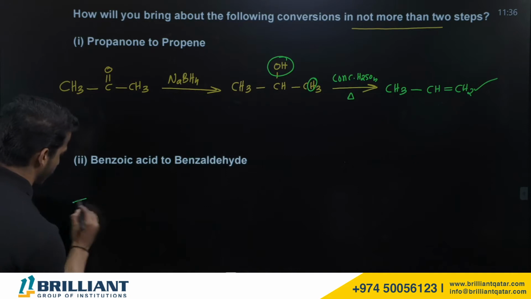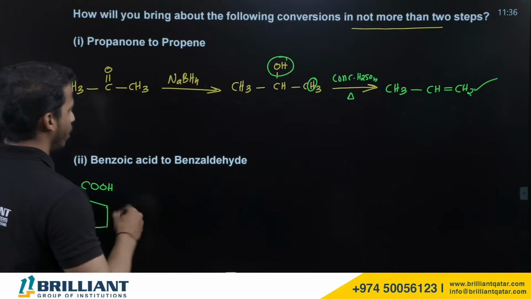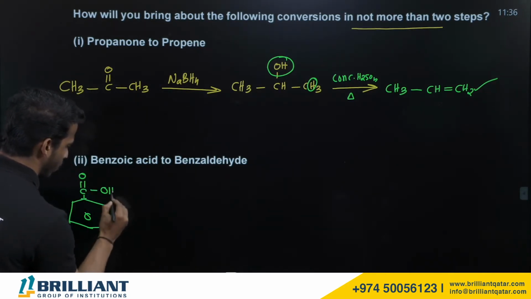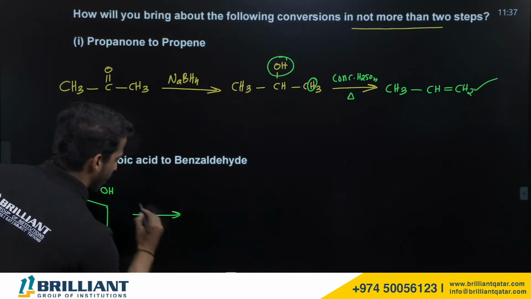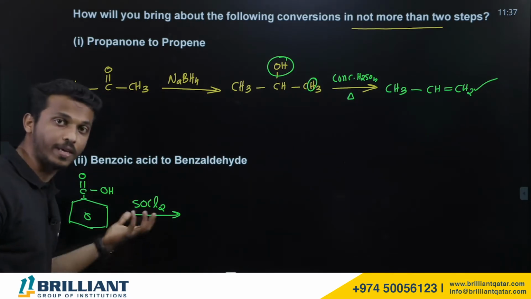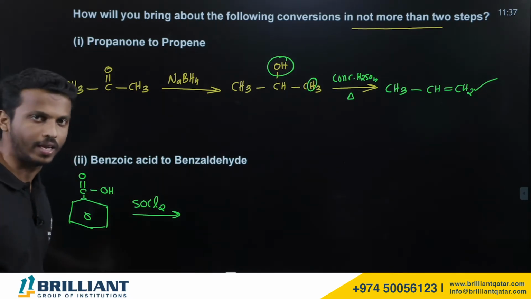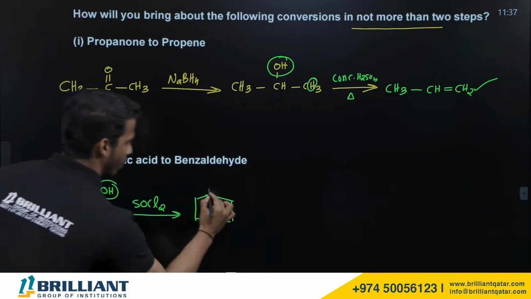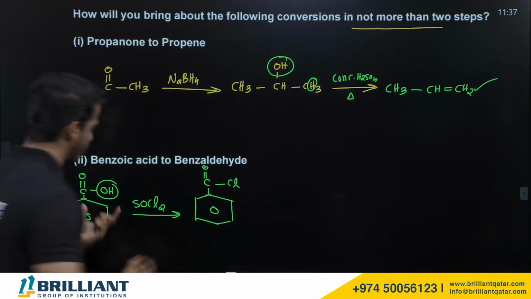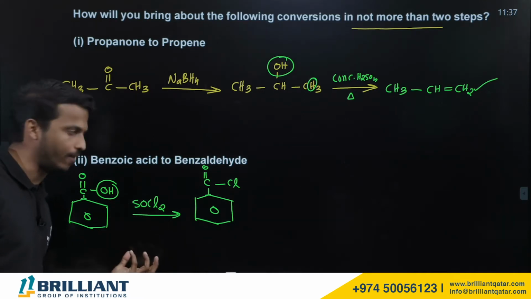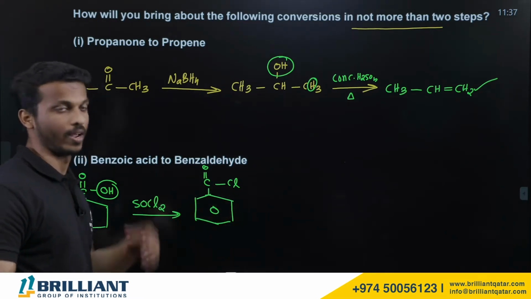Next one, benzoic acid. Benzoic acid means benzene with a COOH, right? Into benzaldehyde. So let me write a very important reaction, dear student. Benzoic acid, COOH. First, let me treat it with SOCl2. You know, SOCl2 is called thionyl chloride. Or you can use PCl3, PCl5, any chlorinating agent. Acid is converted into acid chloride, right? The OH part is converted to chlorine. Benzoic acid treated with thionyl chloride or PCl3 or PCl5 is converted to benzoyl chloride.